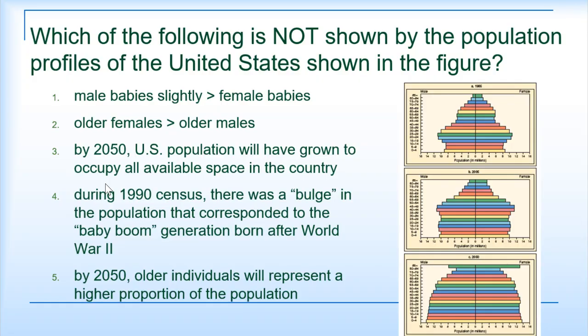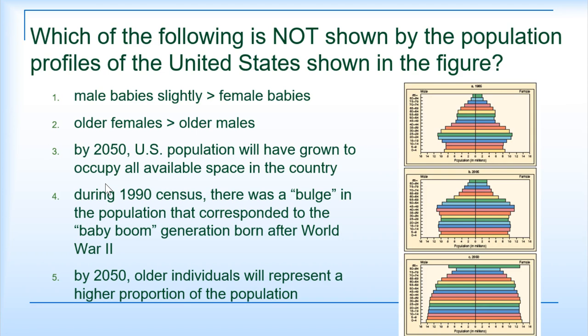Now, which of the following is not shown by the population profiles in the figure? That male babies are slightly greater than female babies, older females are slightly greater than older males. Wow, that made no sense. Older males. By 2050, the U.S. population will have grown to occupy all the available space in the country.